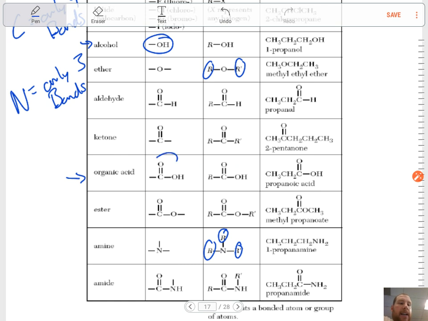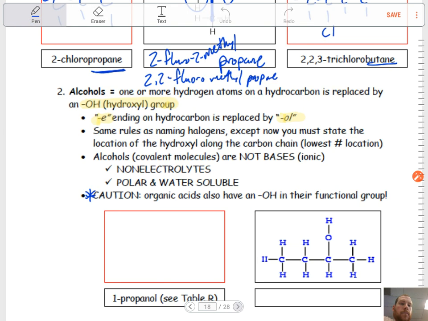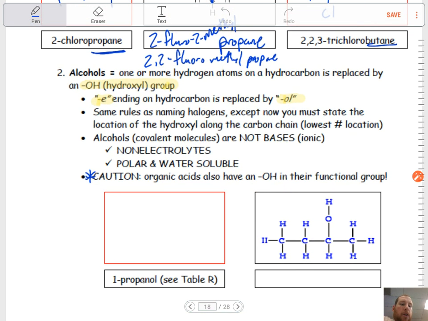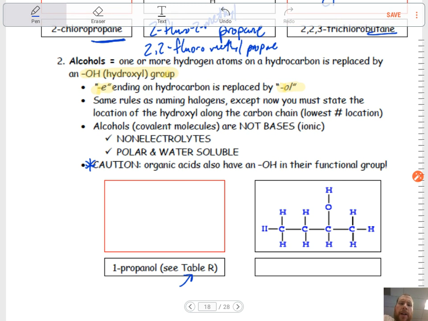Organic acid has that whole piece hanging off that we'll talk about later on. So, same idea, propanol. Notice this one is actually in table R, but don't worry about it. You can go back and look, but if they don't give you that one, start with your long chain. Prop, so I've got 3 carbons, and then it's 1 is where the hydroxyl group, the OH, is going to hang off of.